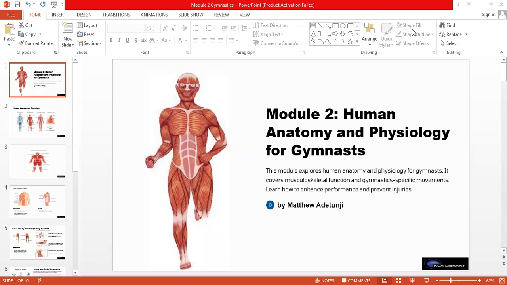This is very, very important as gymnasts, to be able to know the positioning and the function of every part of your body, especially the musculoskeletal function, and also as it pertains to the movement. So it's very important that we look into this topic. So I want you to follow as we go on.